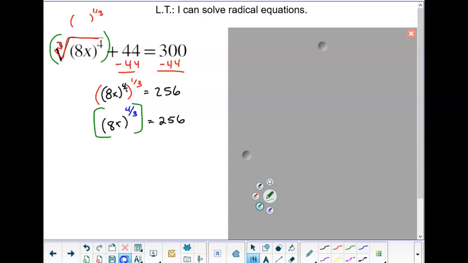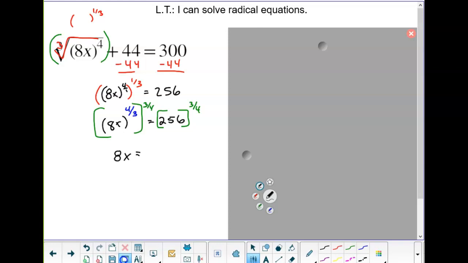So how am I going to get rid of a 4/3 power? We're going to raise both sides to the reciprocal power. So instead of 4/3, we're going to raise both sides to the 3/4 power. And look at what happens on the left side. 4/3 times 3/4 is 12/12, which is 1. So we don't have to write the first power up there. That just leaves it as an x. And then at this point, if you really wanted to, you could break this down.